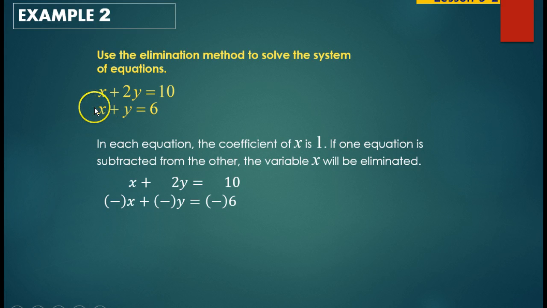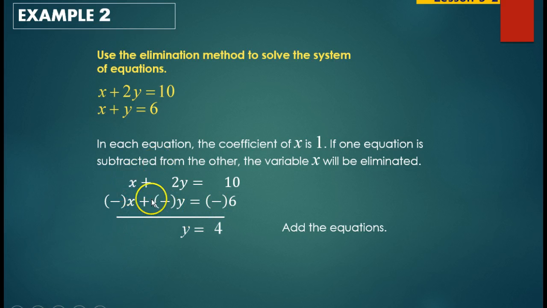Well, if I multiply this by a negative, I have to multiply each part of it by a negative. Drawing my line reminds me to add these two together. x plus negative x cancels. 2y minus y gives us a positive 1y. 10 minus 6 gives us a positive 4. And it worked out that we got y equals 4.